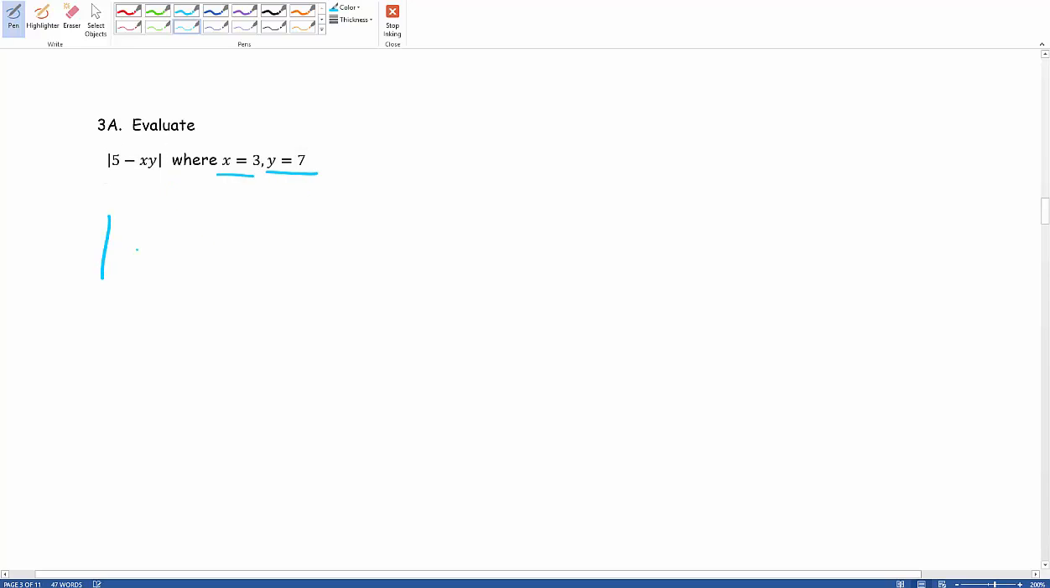And so when we do that, we end up with 5 minus our x, which is 3, times our y value, which is 7.